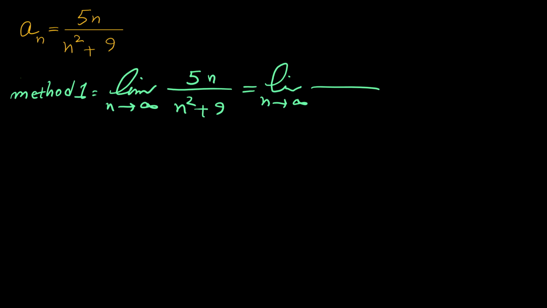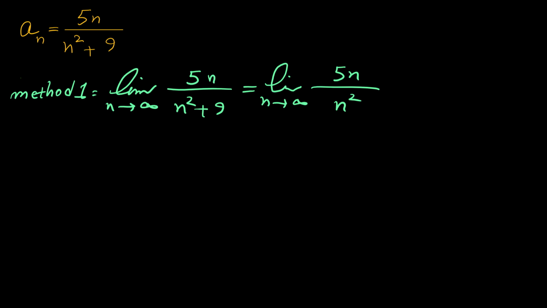Look at the numerator. We have only one term, so we have 5n. In denominator, we have 2 terms, n to the 2 and 9. Which one between these 2 terms is significant? Which one is more important? Which one is bigger? N to the 2. Because n to the 2, n approaches infinity, but 9 is a constant, so n to the 2 is important. We keep this and we ignore 9 completely.